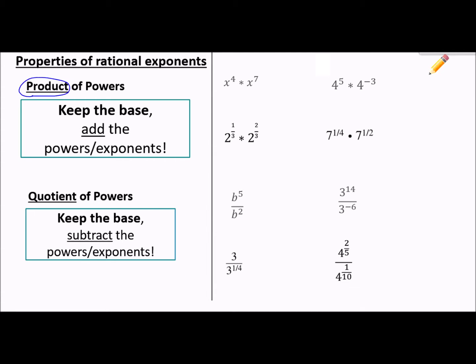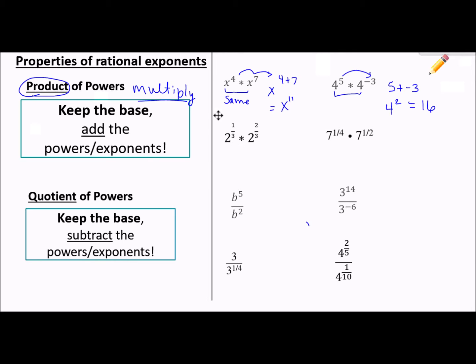So when you multiply exponents together, if they have the same base, then you add exponents and you keep the base. Same thing here, same base, 4s, right? So we can add the exponents. 5 plus negative 3, that's going to be 2. And then you could finish scoring that out if you wanted to and say that's 16.